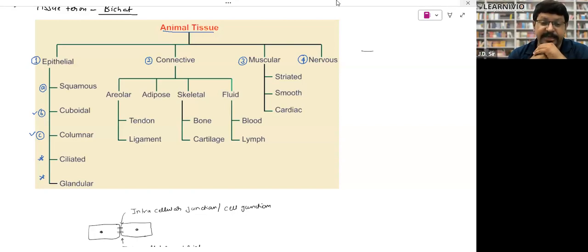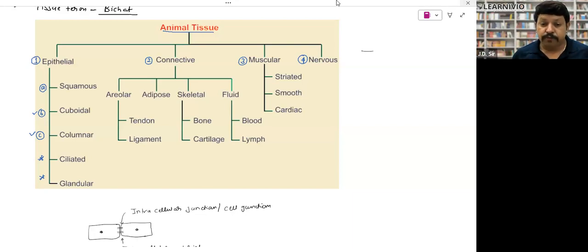Then skeletal tissue: bone and cartilage. Look at this nose. This part is made up of bone, and this part is made up of cartilage. They both are skeletal tissue, and they give the shape to my nose. This part is the bony part, and it is also skeletal tissue. So basically, they give shape to our structure or organ. Got it?